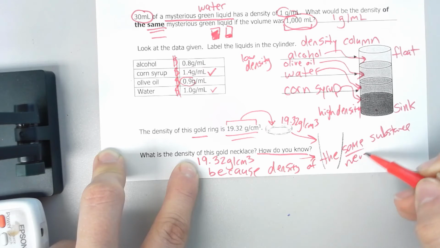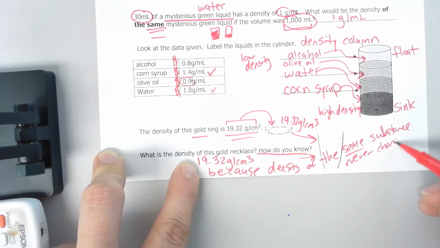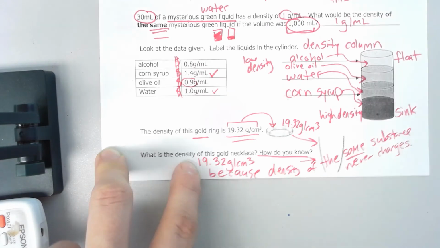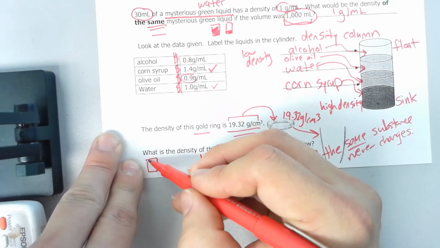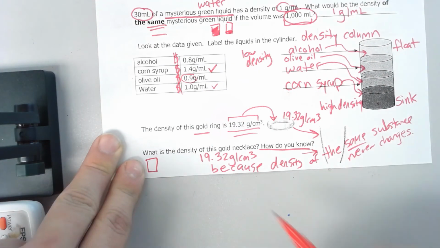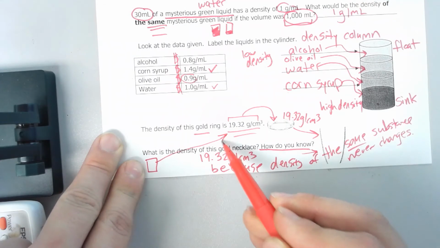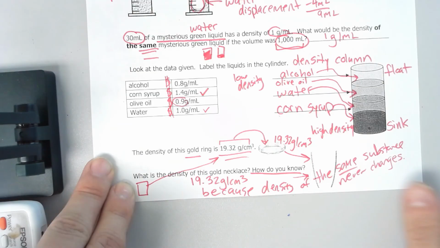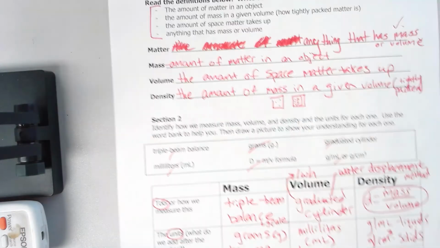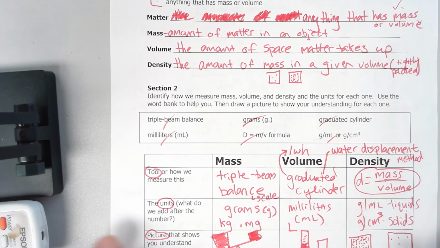never changes. We use density to help us identify substances. So if I had like a random piece of shiny gold looking material and it has a density of 19.32, I know for a fact it's 100% gold. Alright? So please study this, because your test is going to be very, very similar to all of this.